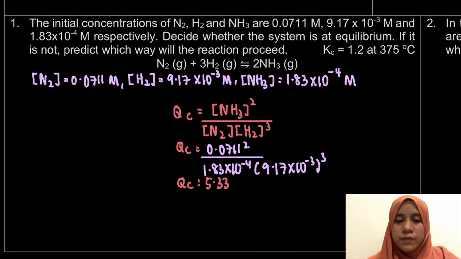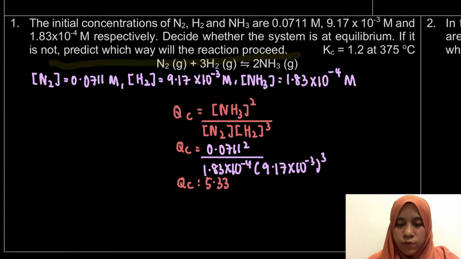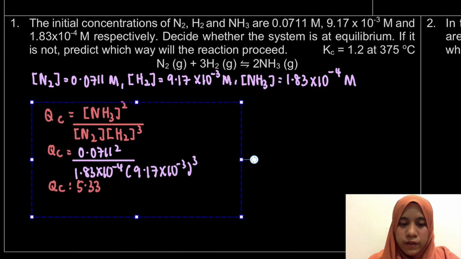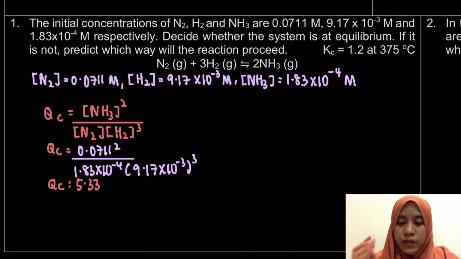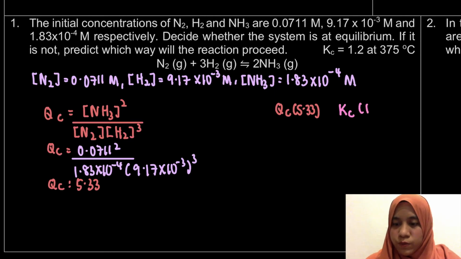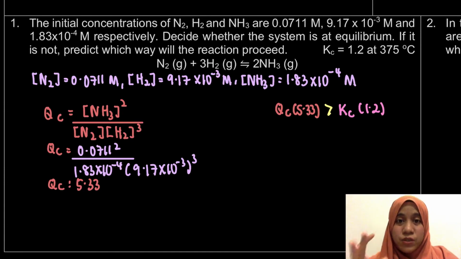Okay, so right now, sekarang ni kita dah tahu Q, but then the question, kita boleh jawab soalan lagi. Sebab, dia kata decide whether the system is at equilibrium. If it is not, predict which way will the reaction proceed. So what I'm going to do now is actually, kita akan compare. Senangnya kita tulis kat sini lah, QC ni dengan kita punya KC. So QC kita ni is actually 5.33 dan KC kita is actually 1.2. So is it bigger or smaller? So it's bigger than KC. So it means that it is not in equilibrium.